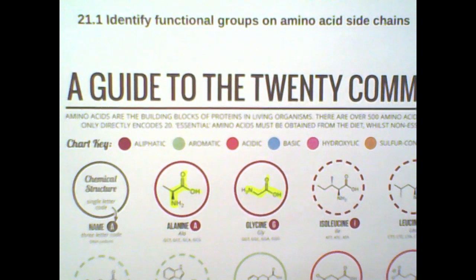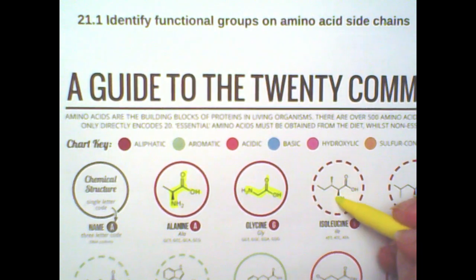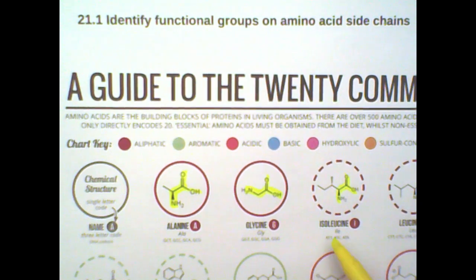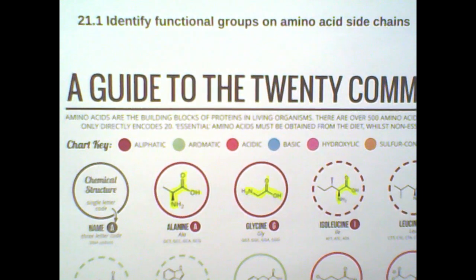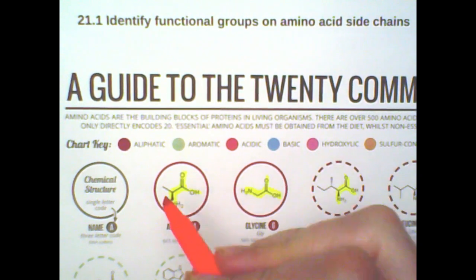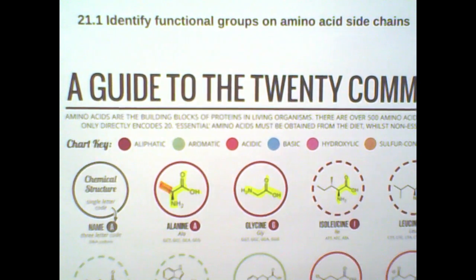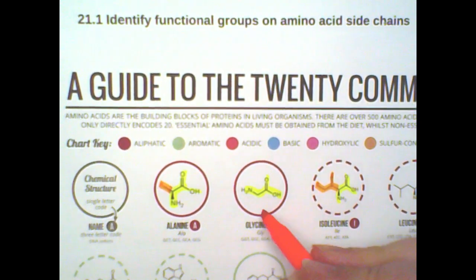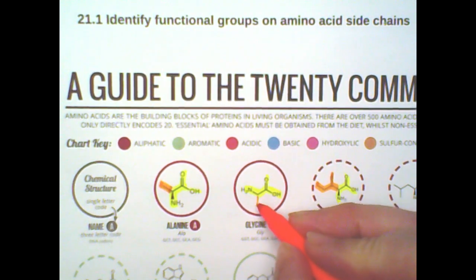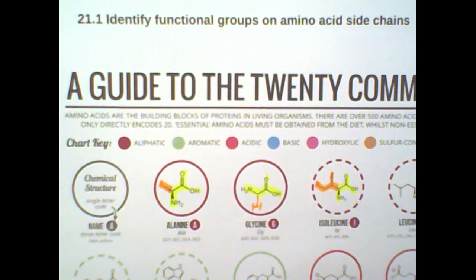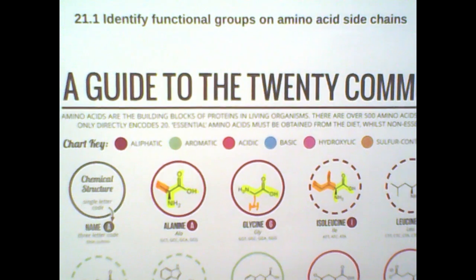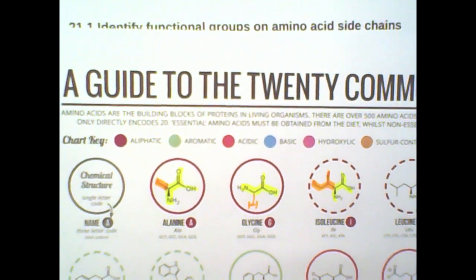It doesn't always have to be drawn in the same orientation, but it's always going to have that amine, a carbon, and then a carboxylic acid. Connected to that central carbon, called the alpha carbon sometimes, is where the side chain is going to be. And so all of this that's connected is the side chain. Notice this one doesn't really have a side chain. There's an H there. So glycine is the simplest amino acid with no side chain.